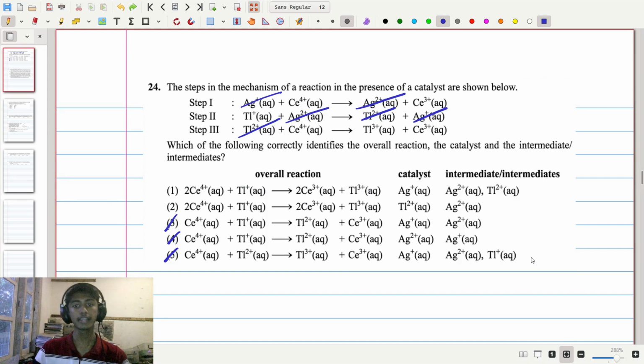Now after that, if we then consider the catalyst and the intermediates, we can see a catalyst is a compound that is there at the start of the reaction, is consumed or changed somehow, and is replenished at the end of the reaction.